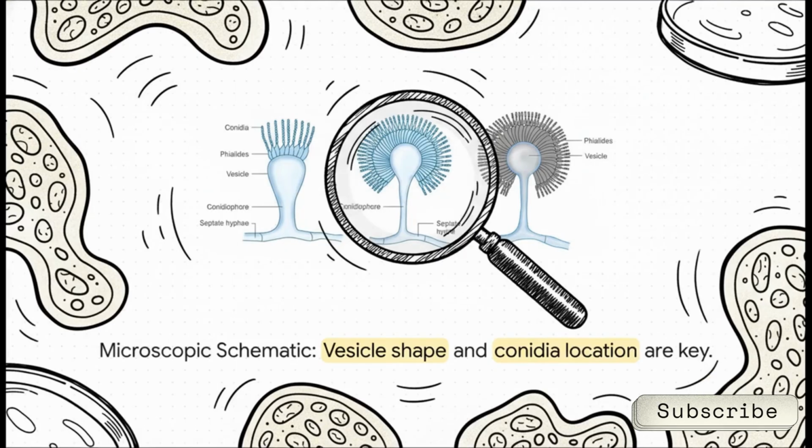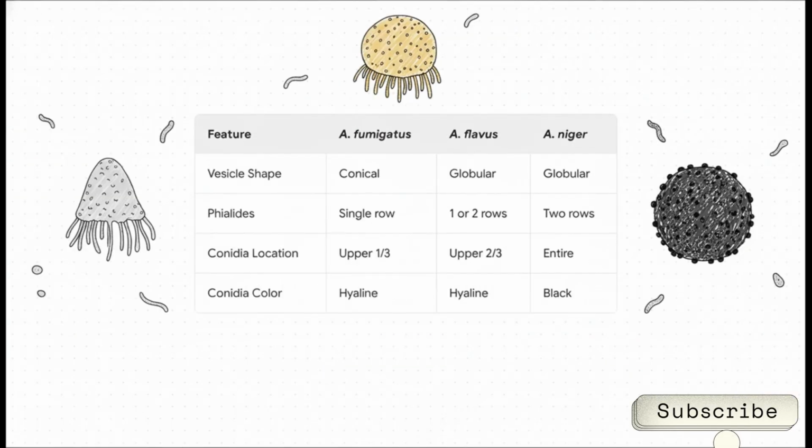So the colony color gets us in the ballpark, but for a definitive ID, we have to go to the microscope. This is where those subtle but crucial differences between the species become crystal clear. Let's take a look at the schematics of their microscopic structures. Okay, this table is pure gold. Screenshot it, write it down, do whatever works for you. This is your cheat sheet for microscopic ID.